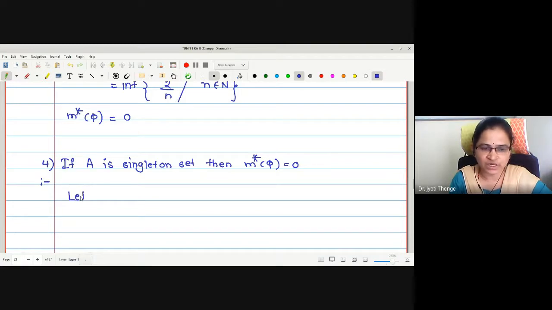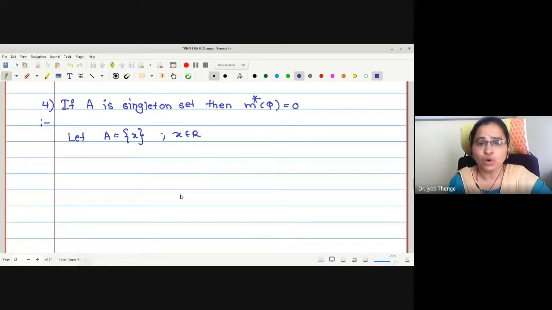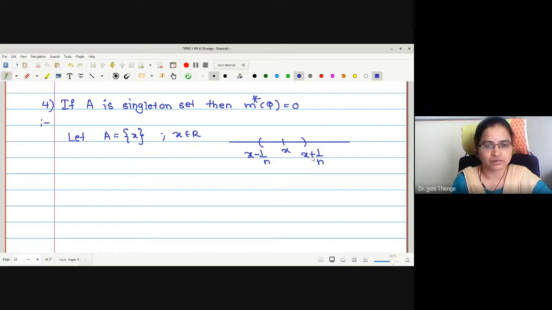Let me write A to be a singleton set, say {x}, for any x in R. Now the job is to find out the open covering. How can you find out the covering of this single element? This is somewhere x, and I want to find a covering for this. Can I write the covering again as we have done in the third part? This is x minus 1 by n to x plus 1 by n. And again for every n this will be a covering of the element x.